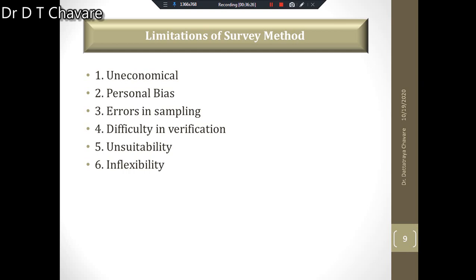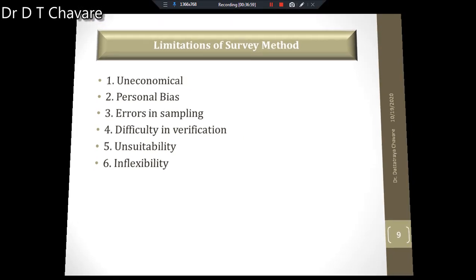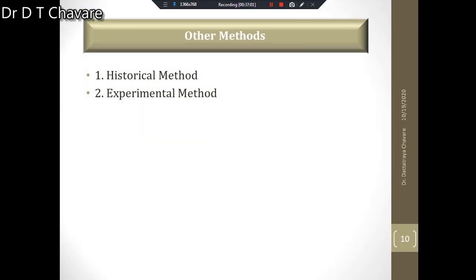Then the second limitation we have to understand: personal bias. In survey research, the personal bias of the researcher or the field worker collecting the data may distort the findings and give a wrong conclusion, because personal bias affects the data, personal bias affects the findings, personal bias affects the conclusion. That's why such a conclusion may be wrong, and this limitation we also have to understand.